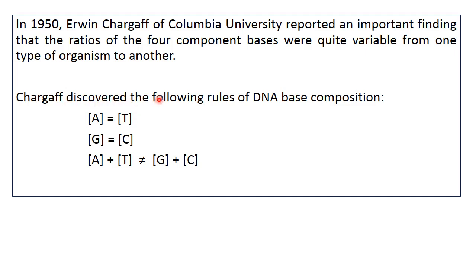Chargaff observed that adenine binds with thymine through 2 hydrogen bonds; adenine is a purine, whereas thymine is a pyrimidine. So adenine is always equal in amount to thymine, whereas guanine is always equal in amount to cytosine, but it is not always that adenine is equal to guanine and thymine is equal to cytosine. This is not the case. So adenine plus thymine is not always equal to guanine plus cytosine.